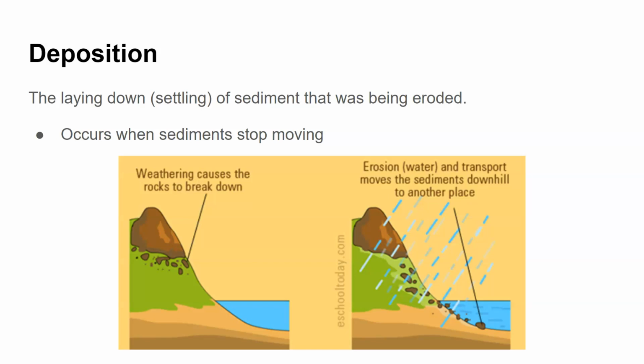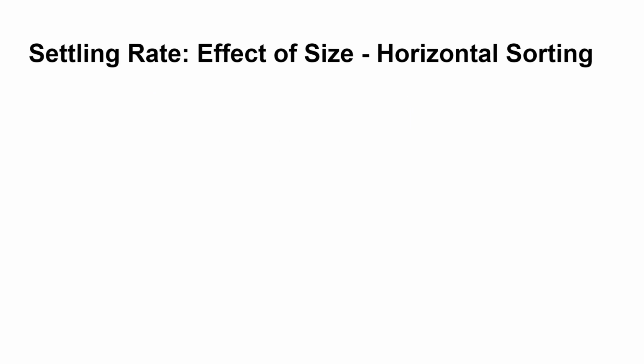In the diagram, you can see weathering causes the breakdown of rocks on this hillside, and then erosion takes these broken down pieces and essentially moves them down the hill where they're deposited in the water. Both wind and water will sort sediments as they are deposited. So what does sorting mean? It just means that there's an arrangement based on size.